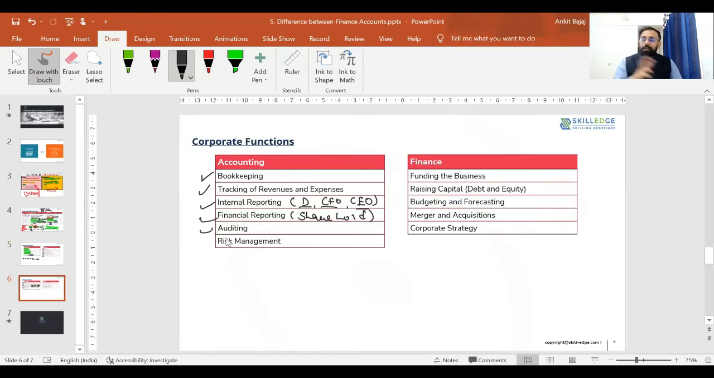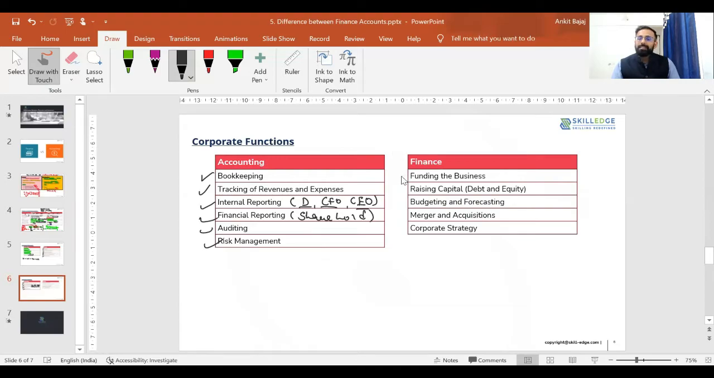Auditing: some external auditor will be coming to your organization for auditing purposes, so you have to coordinate with them. This will be your next function, that is auditing. A chartered accountant will be coming to your organization. He will be asking you how you have recorded this transaction. At that time you have to be very attentive and give an answer. We have discussed risk management.